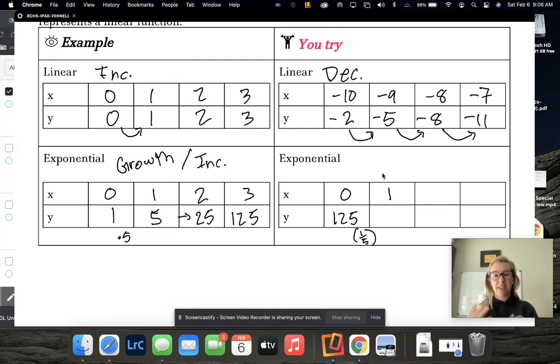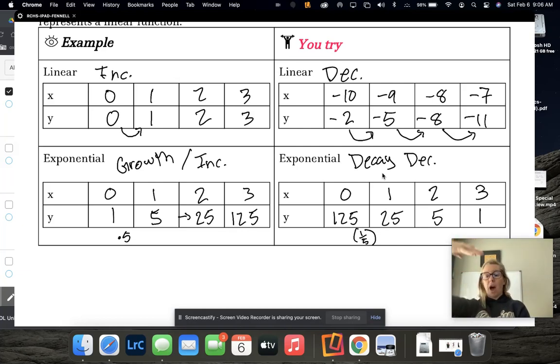Okay, so now it's like dividing by 5, right? So each value will decrease rapidly. So 125 is going to become 25 when I multiply by 1/5. And then I'm going to multiply 25 by 1/5 again, which will get me to 5. And then I'm going to multiply by 1/5 again, which will get me to 1, and so on and so forth. So these values are decreasing. So we call this decay when we're talking about exponential. You can also say decreasing, right? As we read this function from left to right, my y values are getting smaller and smaller and smaller.